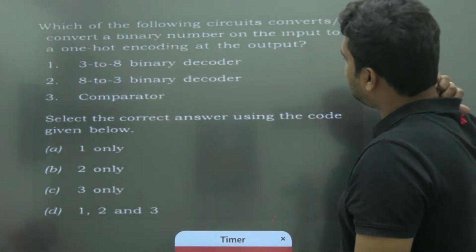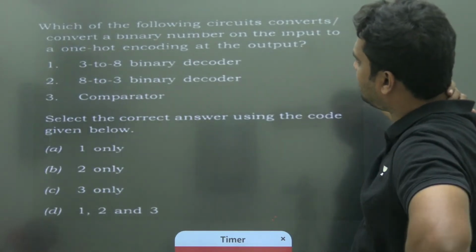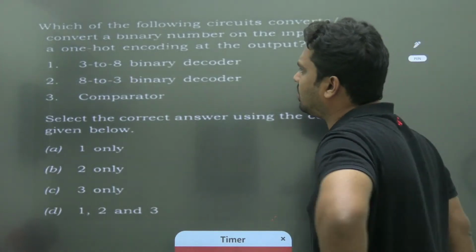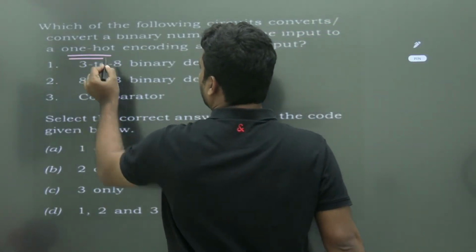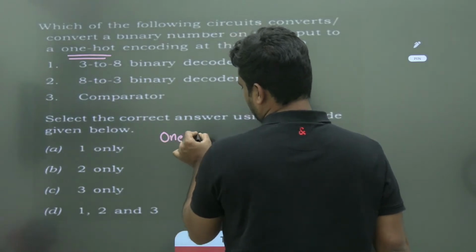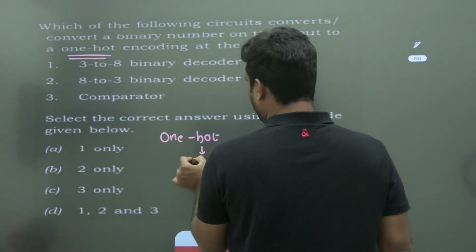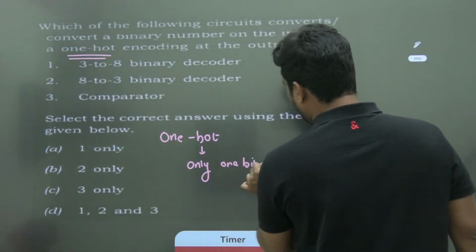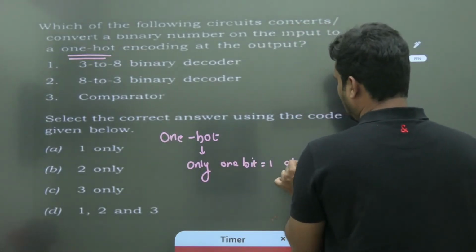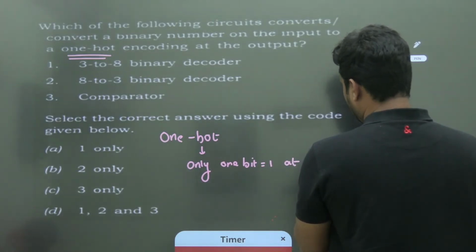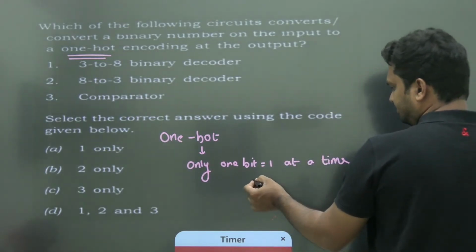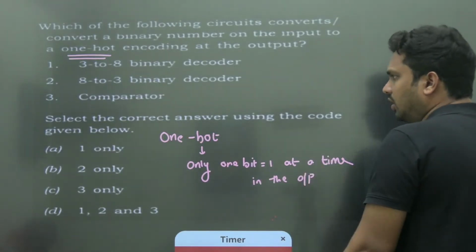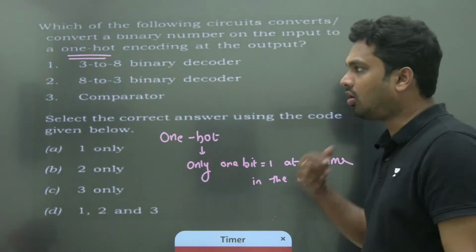Which of the following circuits converts a binary number on the input into a one hot encoding? Sir, what is this one hot encoding? One hot means only one bit equal to one at a time. In the output, only one bit is equal to one at a time. That is the meaning of one hot encoding.